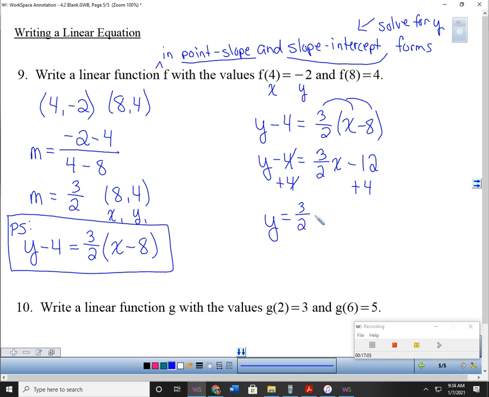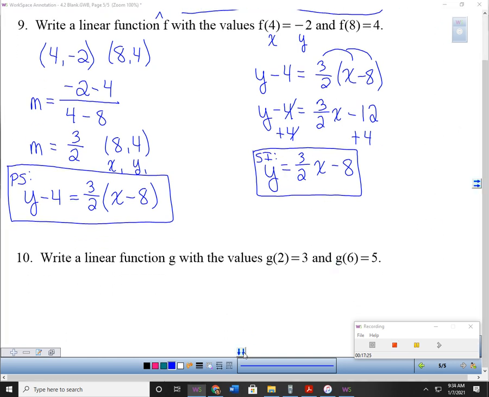3/2 x minus 8. Now y is by itself, right? So you might want to put, this is slope-intercept form. So on your homework, if you can just identify which one's your point slope and which one's your slope-intercept, then we're good.